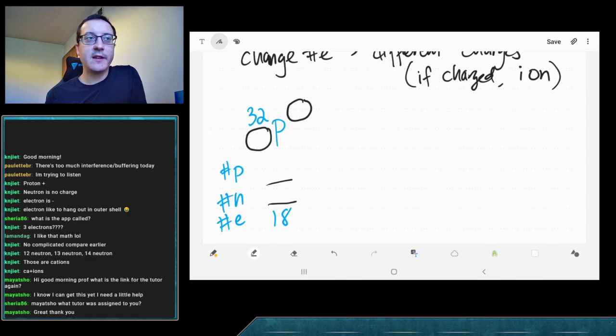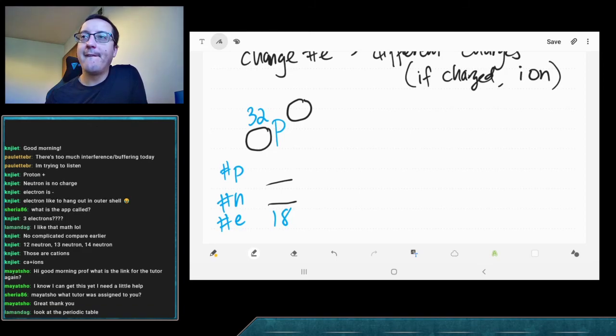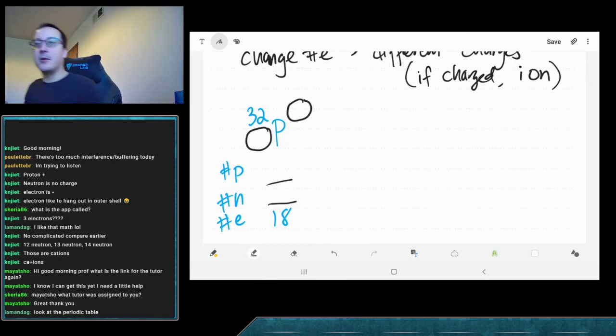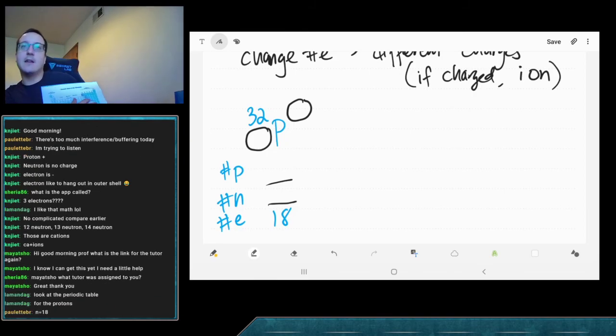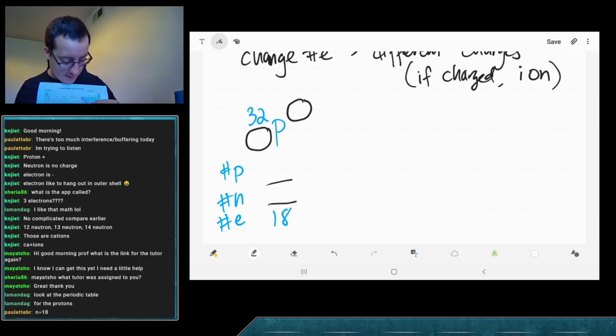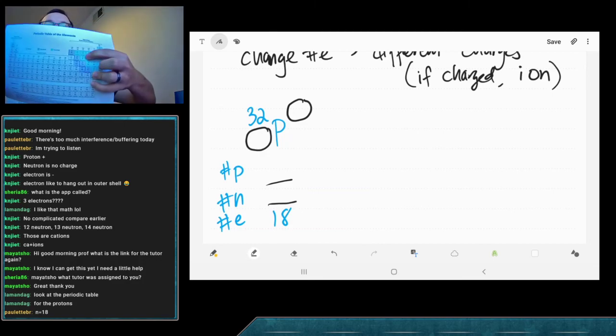I'll give you a hint. It's the thing that I can't show you because it's too blurry. Or you can look at it on your phone, on an app, or you can just Google a particular picture of it. Yeah, periodic table. So if we look at our periodic table, we're going to want to find phosphorus. It's right over here. And that tells us, I know you guys can't see it, but there's a big old 15 on top of it.